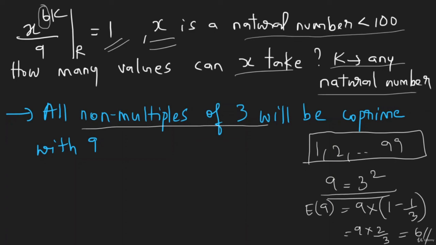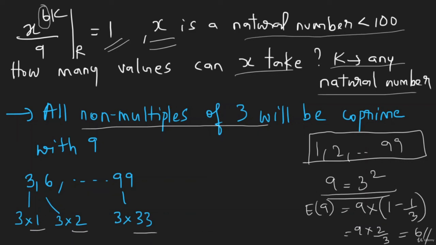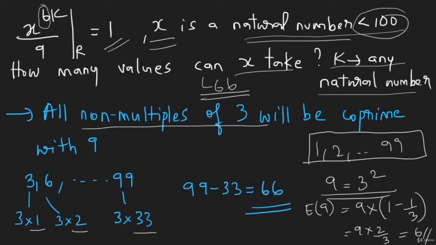Alright, what are the multiples of 3? 3 into 1 is 3, 3 into 2 is 6. It goes on till 99 because 99 is 33 into 3, right? We have 3 into 1, 3 into 2 up to 3 into 33. So this counts up to 33 numbers, right? We have 1, 2, 3, 4, 5, etc. up to 33. So all we need to do is subtract 33 from 99. So 99 minus 33 gives 66 and that is your answer. So x can take 66 values such that they are less than 100 and these are natural numbers. And then for all of those 66 values, this expression will give a remainder of 1.